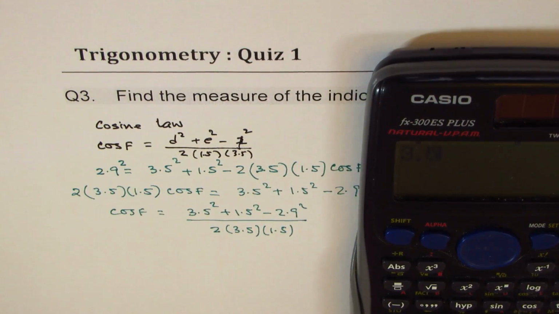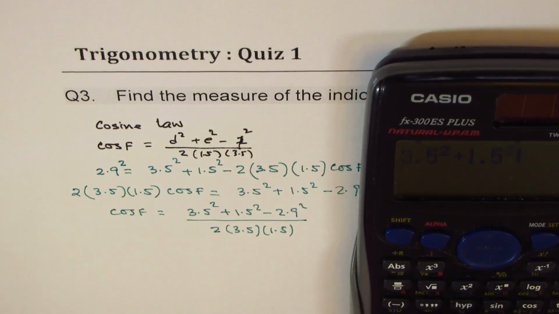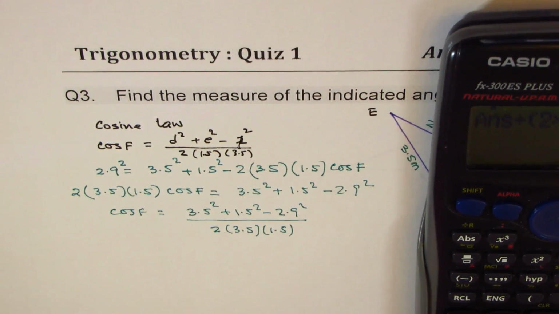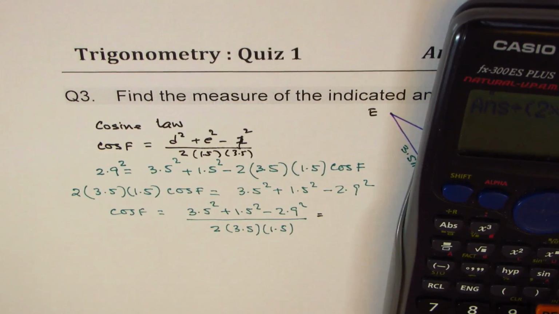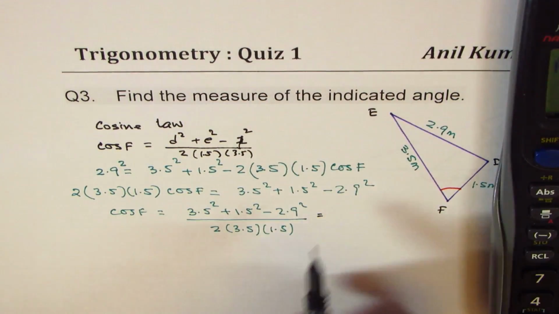So let's calculate this answer and then we'll find the inverse. So we have 3.5 square plus 1.5 square minus 2.9 square, and we'll just calculate this answer. And then we are going to divide this by, let's put it in brackets, 2 times 3.5 times 1.5, which is equal to 29 over 50, let's say. Or you can write it in decimals as 0.58.